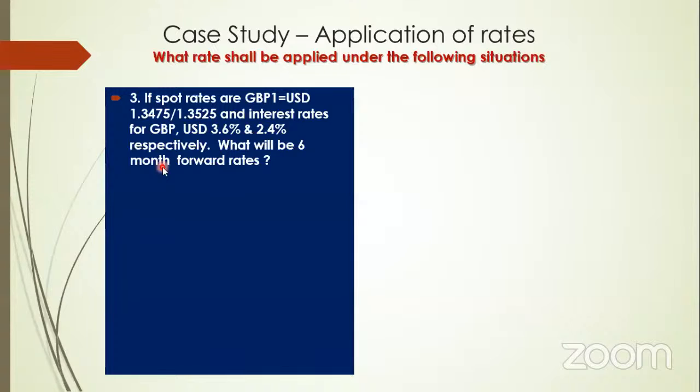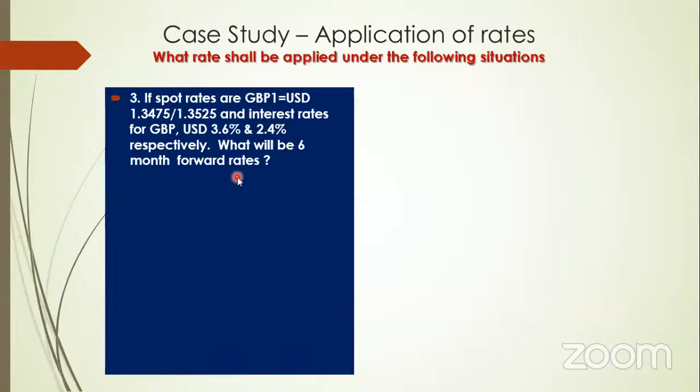The spot rates are, 1 pound is equal to US dollar 1.3475 versus 1.3525. The interest rate for pound is 3.6. Interest rate for dollar is 2.4. Now you see which is the lower interest rate and which is the higher. Pound is the reference base currency at a higher interest rate. Dollar is at a lower interest rate. This is the decider, because these are the questions they repeatedly give in the final exam. What will be the 6 months forward rate?